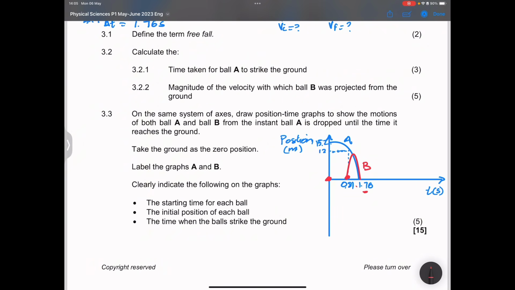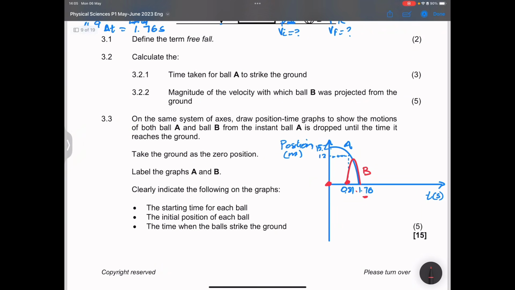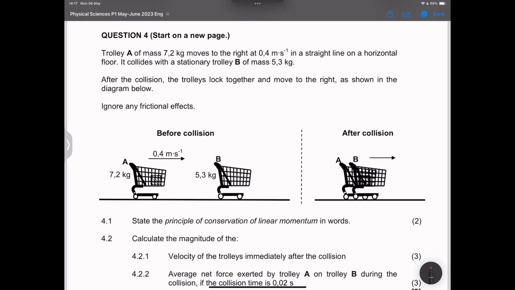Okay, I hope that that graph makes sense, even though I tried to squeeze it within a small space. Please don't forget to label your axes, very important there, your position as well as your time in seconds. Right, and we'll go to the next question.